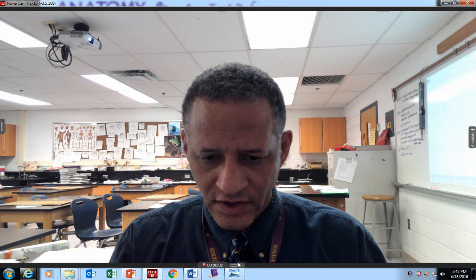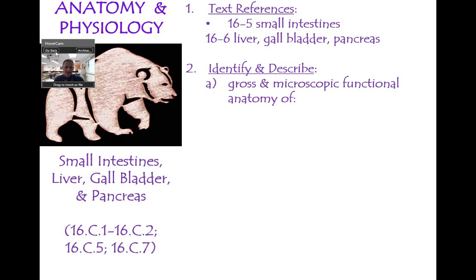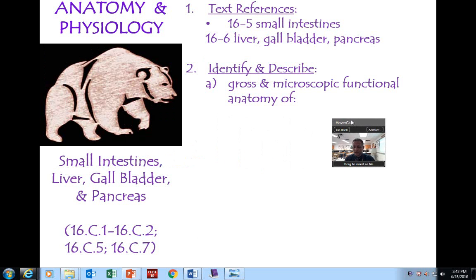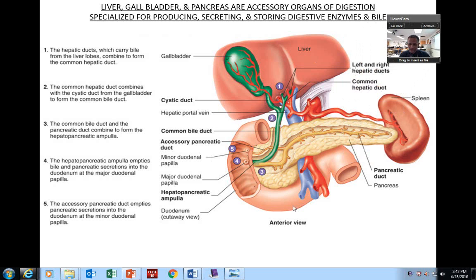This is part 2 of the video, and what we're going to do is look at some of the accessory organs and then finish with the large intestine. So in the first video we went through and talked about the stomach, the oral cavity, and the small intestines, and we talked about these accessory organs dumping into the alimentary canal. So we're talking about the liver, the gallbladder, and the pancreas. This is a good picture to look at while I go back to the models.